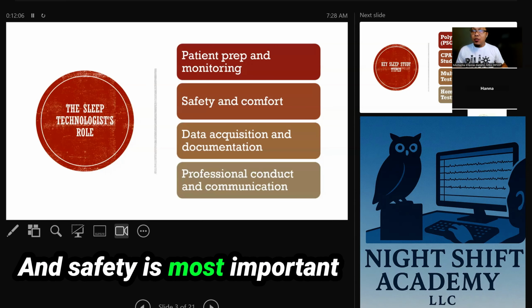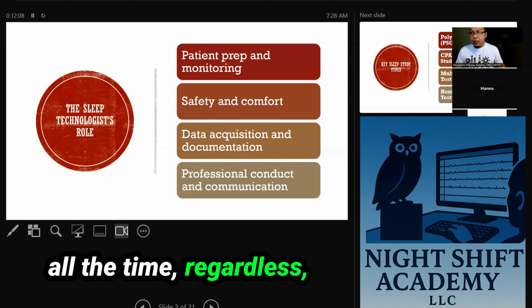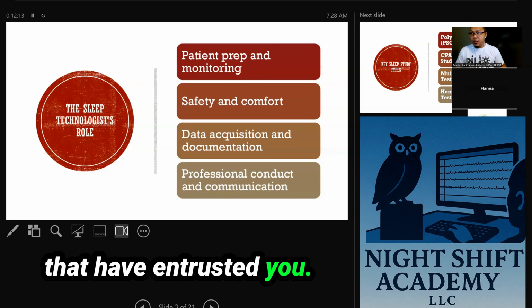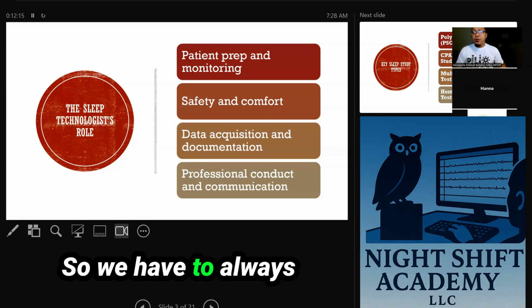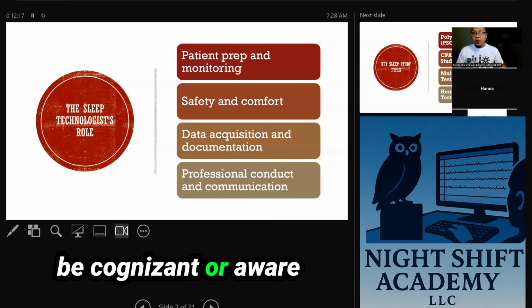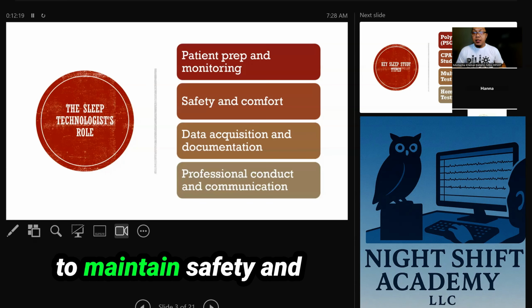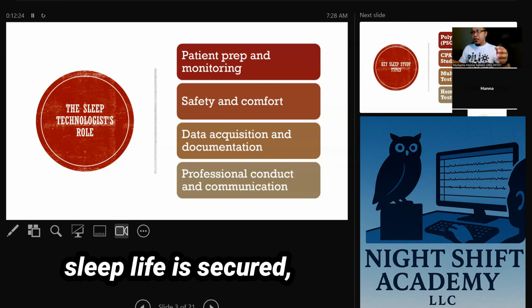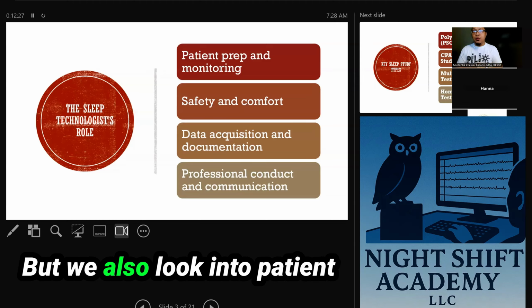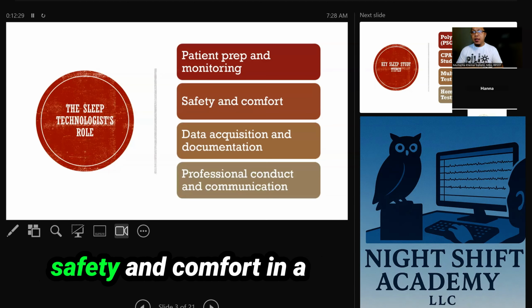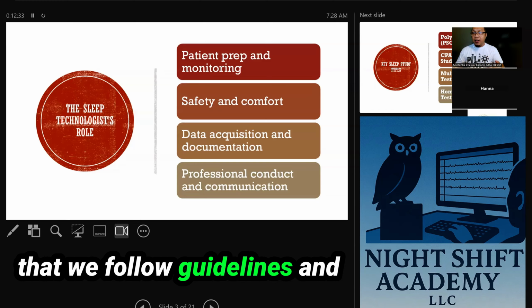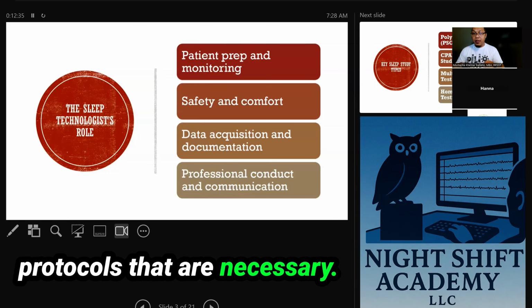And safety is most important all the time, regardless. You're dealing with patients that have entrusted you. So we have to always be cognizant or aware to maintain safety. And safety, not just in the sense that the hospital, the sleep lab is secured, but we also look into patient safety and comfort in a sense that we make sure that we follow guidelines and protocols that are necessary.